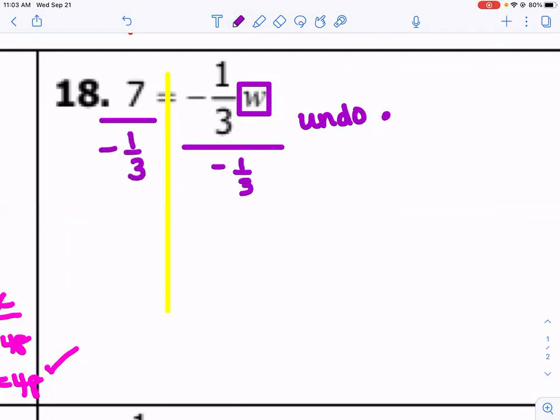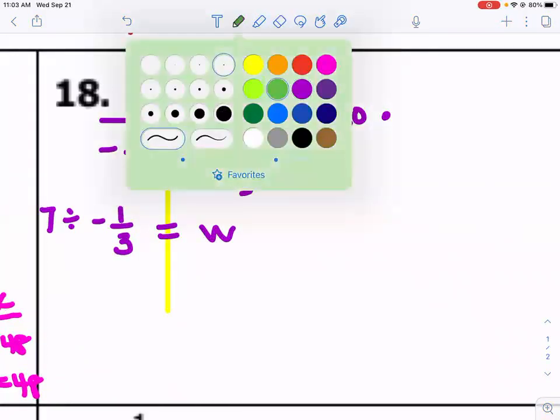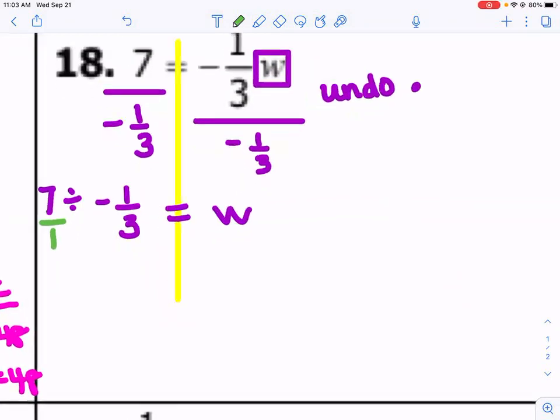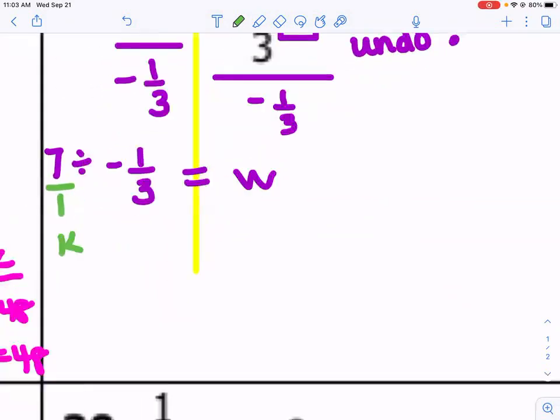Okay. So I'm gonna rewrite this left side. We have 7 divided by -1/3. So I'm gonna do a couple things. Number one, I'm gonna make 7 to be 7 over 1, so both of them are fractions. Number two, since we're dividing and it involves fractions, we need to do our keep, change, flip. So we have 7 over 1 times negative, we're gonna flip, 3 over 1.